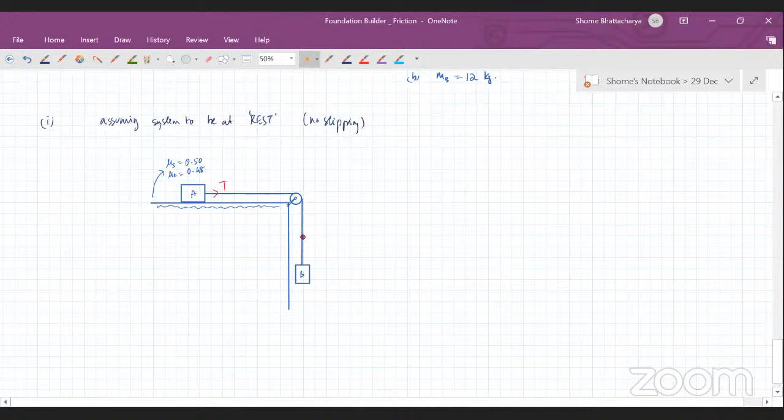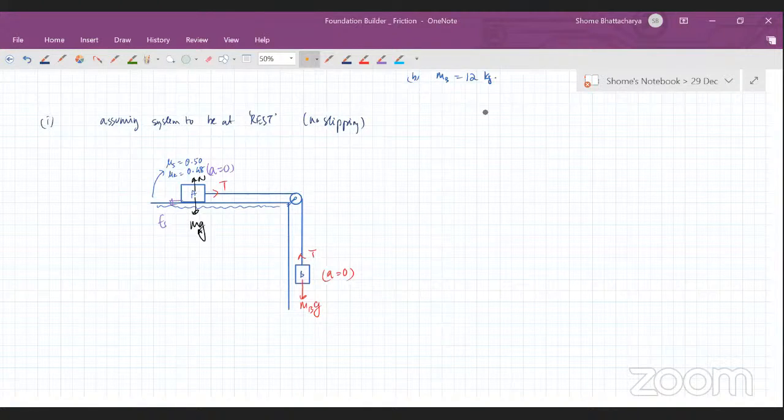Okay, so we assume that kind of situation. Now within this only we can make the free body diagrams. And on block A, there should be static friction because its acceleration is 0. Yes, very good, Kunj. Correct for the second part also.